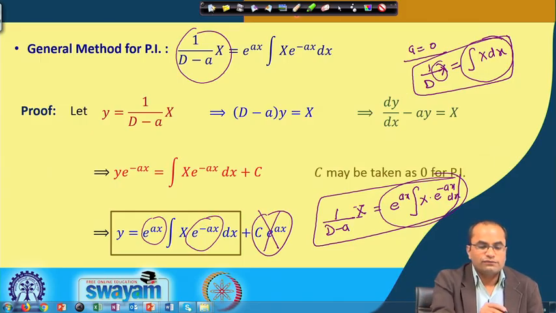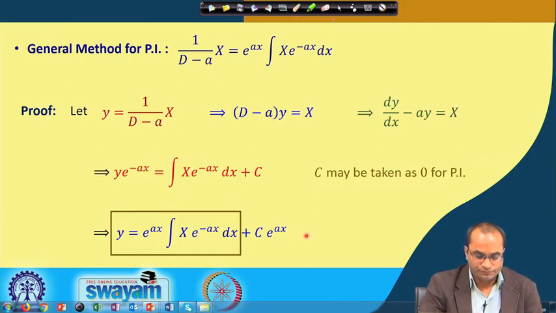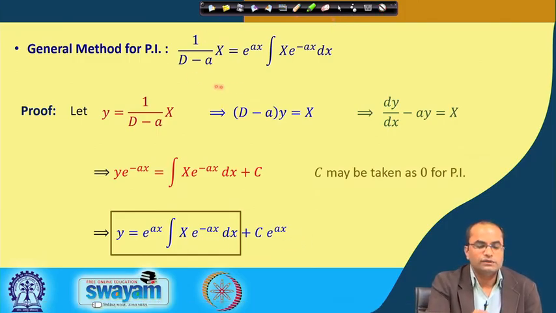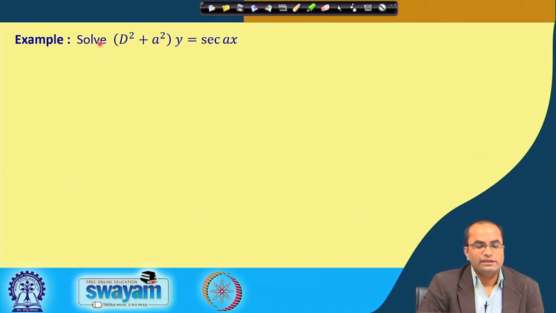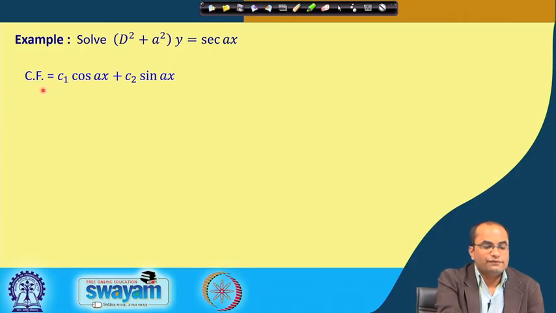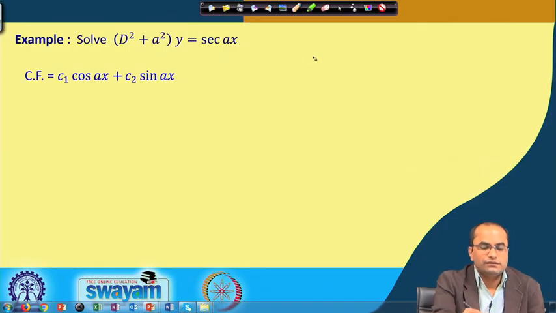So, this is the more general formula: rather than 1 over d, we have 1 over d minus a operated on x, and the value is e power a x times the integral of x e power minus a x. This is very important for this lecture, and we can use this formula, for instance, to compute d square plus a square y equal to sec a x. So, what do we have here? First, we need to find the complementary function, and for that we need the auxiliary equation.